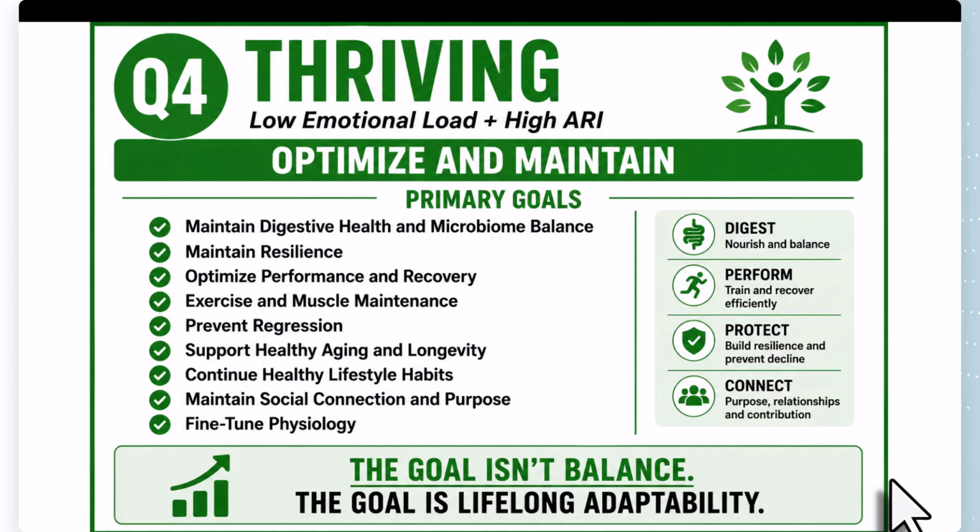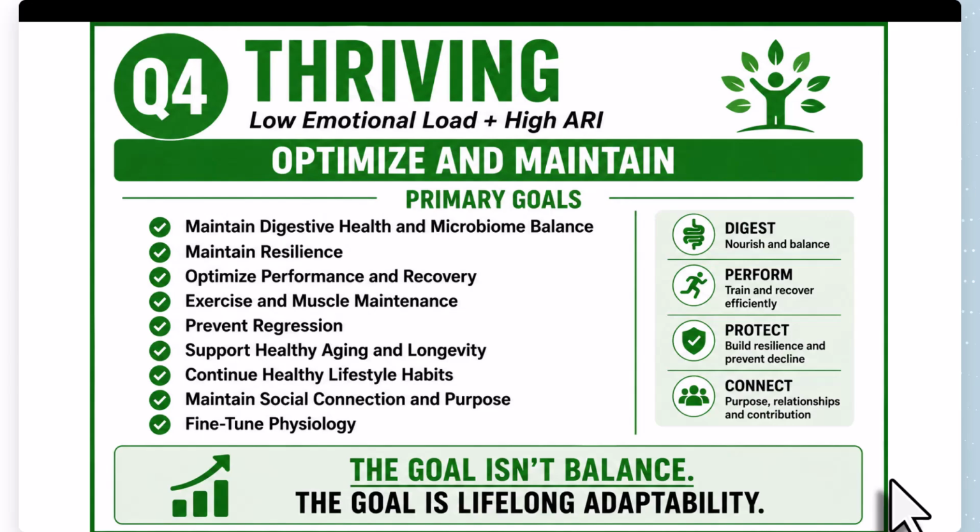Thriving. Quadrant 4. Just got to maintain that person, and make sure, again, I say that you don't want them to backtrack. They're in a good place here. Maintain digestive health and microbial balance, maintain resilience, optimize performance and recovery, exercise and muscle maintenance, prevent regression, support healthy aging and longevity, continue healthy lifestyle habits, maintain social connection and purpose, fine-tune the physiology here. You can go hard with this particular person, or you can do what you need to do with them without worrying about having these detox type reactions.